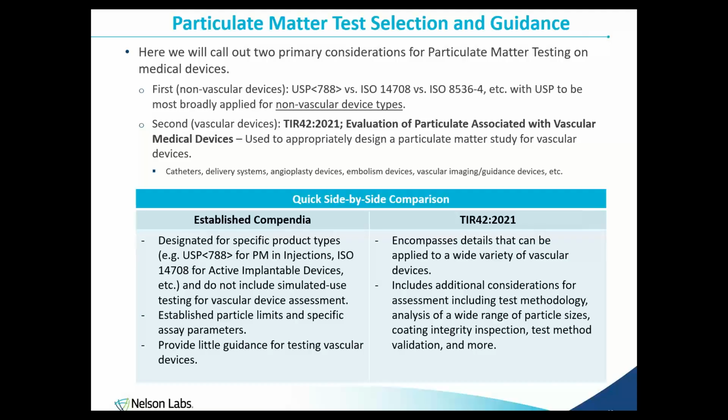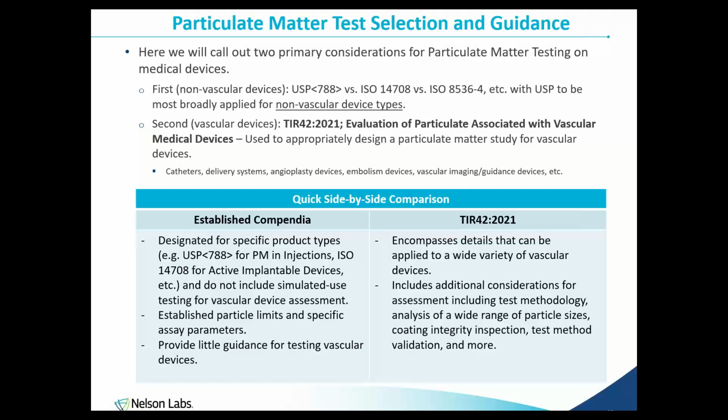Okay, thanks, Thor. Yeah, so this slide goes over two primary considerations for particulate matter testing on devices. One is what Thor alluded to, which is established compendia. So that's something like USP Chapter 788, ISO 14708 for active implantable devices, something like a lead or a pacemaker, 8536, 1135-4. And then the other side of this is TIR 42.